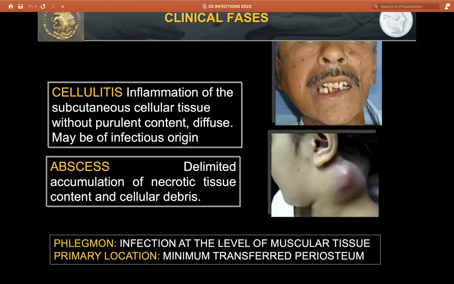Now, we have other terms that we need to understand. Phlegmon is one of them, and it's the term we use when the infection is at the level of the muscular tissue. And then we have the primary location, which means the infection is limited to the periosteum. So when it passes the periosteum, we'll be talking about a widespread infection.